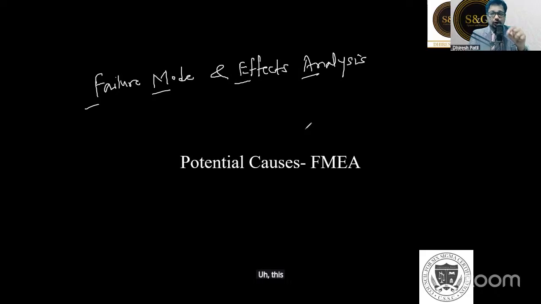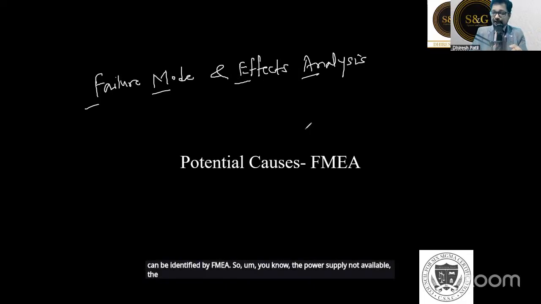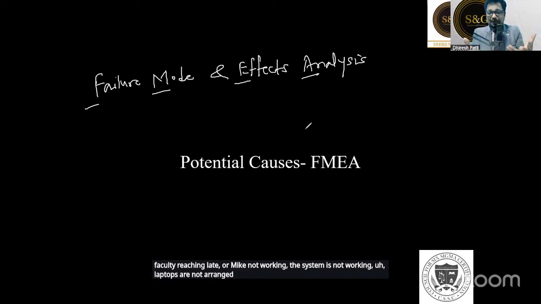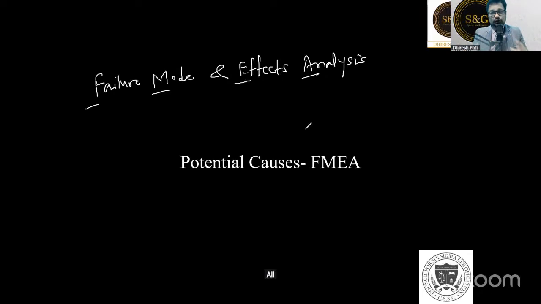So the potential causes can be identified by FMEA. The power supply not available, the faculty reaching late, or mic not working, the system not working, laptops not arranged, printout and study material not distributed. All these are potential causes you can identify. So from Fishbone, you can identify the already experienced causes. And with the FMEA, you can identify the potential causes which can fail.